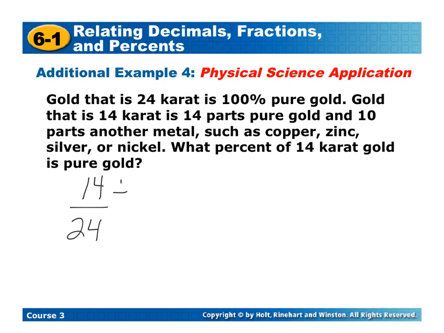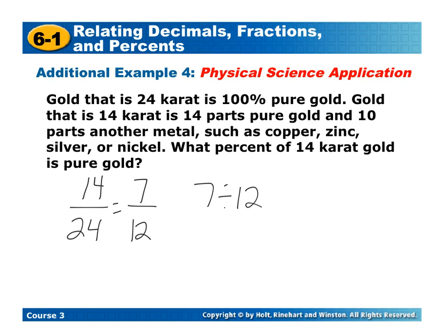I'm going to go ahead and just reduce this. I'm going to take 14 and 24 divided by 2, which gives me 7/12. And now I'm just going to take 7 divided by 12 to figure out what my decimal is.